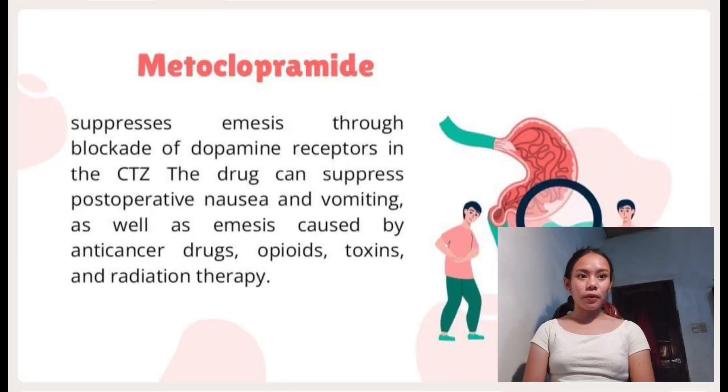Next is metoclopramide. This drug suppresses emesis through blockade of dopamine receptors in the CTZ. The drug can suppress post-operative nausea and vomiting, as well as emesis caused by anti-cancer drugs, opioids, toxins, and radiation therapy.